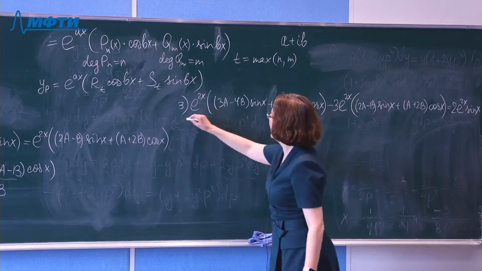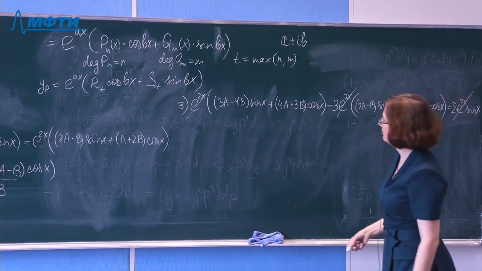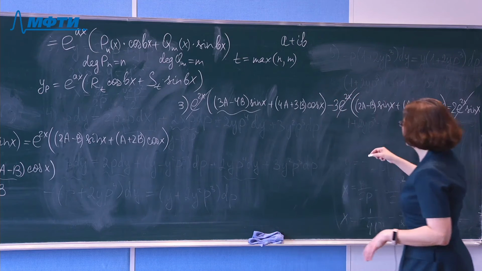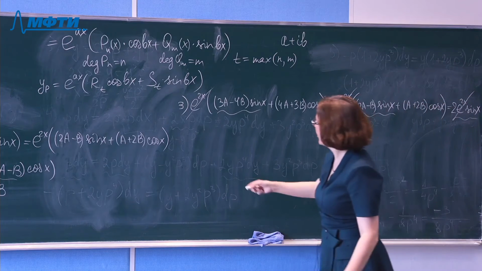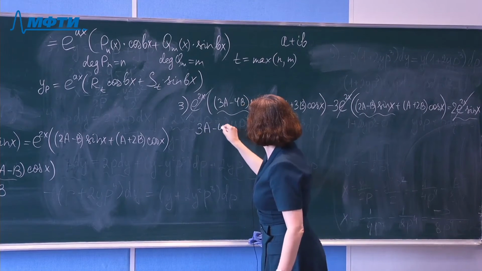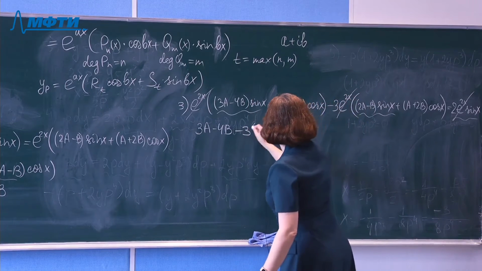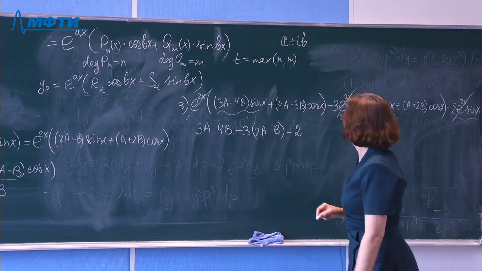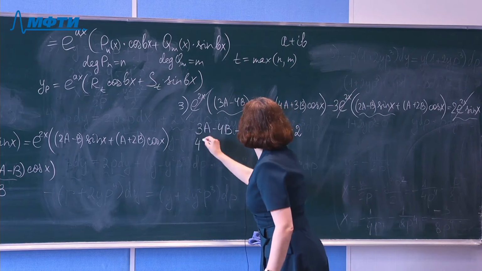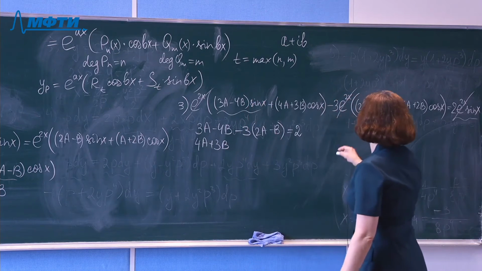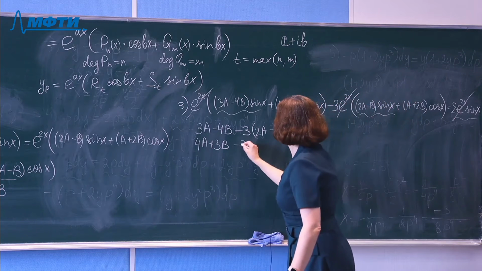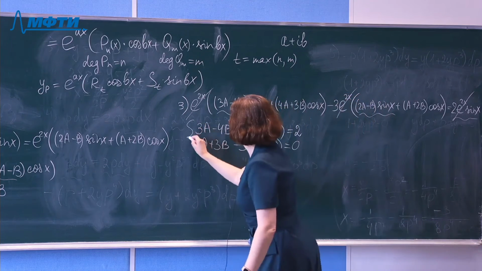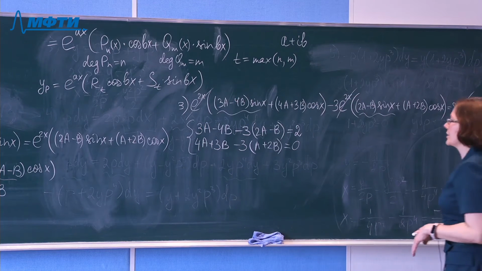Next, we can divide by e to 2x because it is never 0, and equate the coefficients at similar functions. For sine x, we have the following: 3a minus 4b, minus 3 multiplied by 2a minus b equals 2. And for cos x, we have 4a plus 3b minus 3 times a plus 2b equals 0. And now we need to solve this system of linear equations.